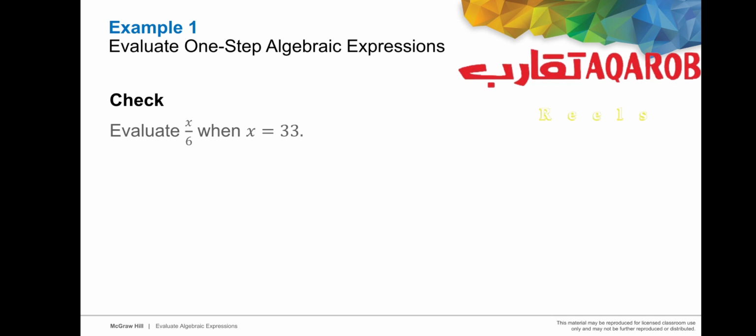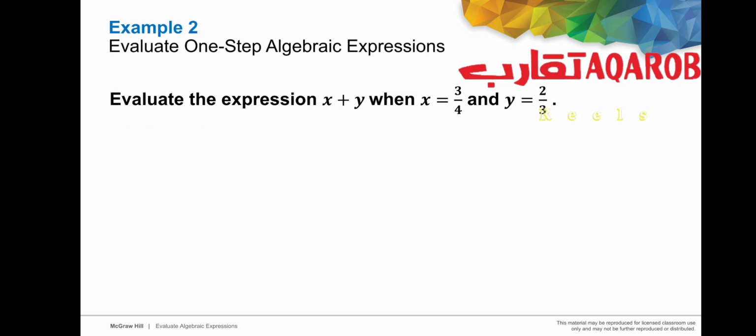Now evaluate x over 6 when x is equal to 33. This means that you will replace x by 33, as we said, and then divide it by 6. It will be 11 over 2, because when you find a common factor, which is actually 3, 33 divided by 3 is 11, and 6 divided by 3 is 2. Or you can do the long division and find it.